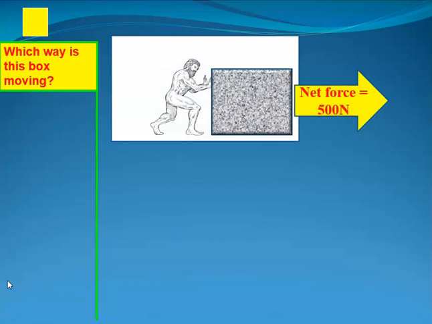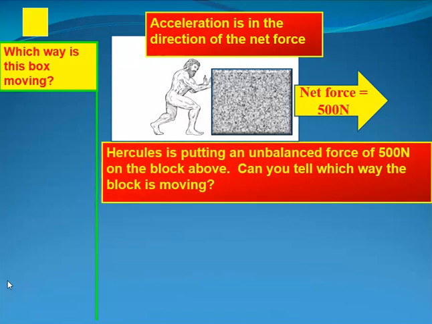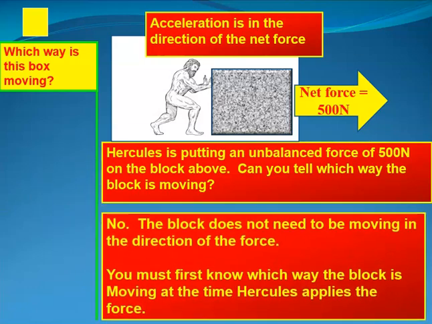So here we see Hercules, and Hercules is pushing with 500 newtons of force to the right. So the acceleration is in the direction of the force. Acceleration is always in the direction of the force in a situation like this. So then the question is, Hercules is putting an unbalanced force of 500 newtons on the block above. Can you tell which way the block is moving? And the answer is no, you cannot tell which way the block is moving.